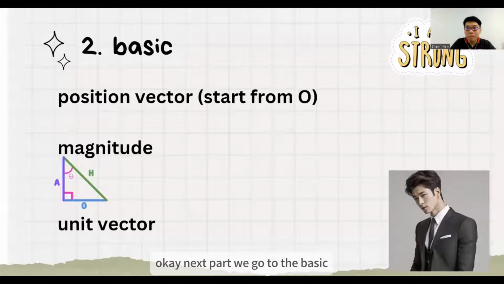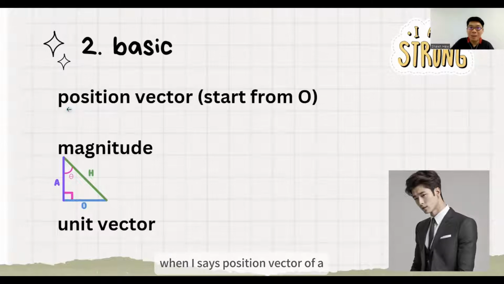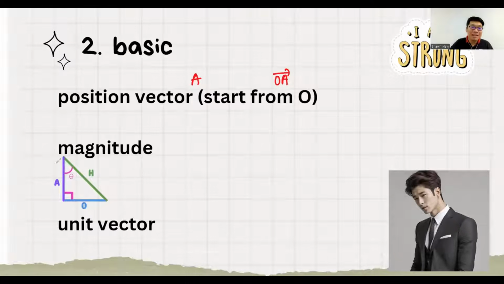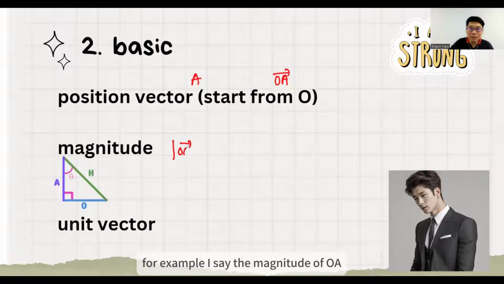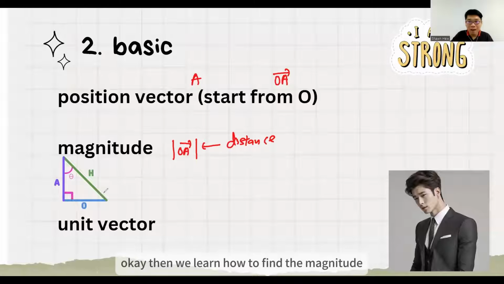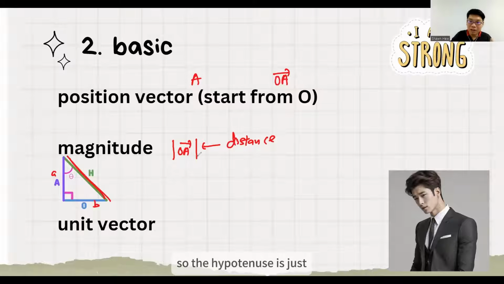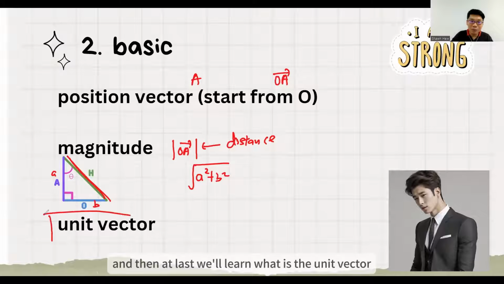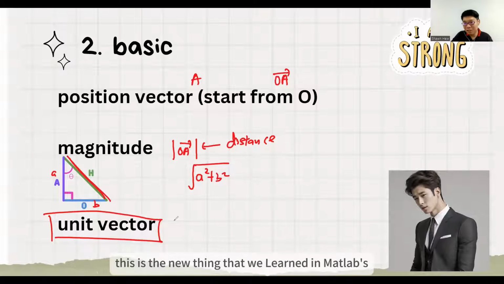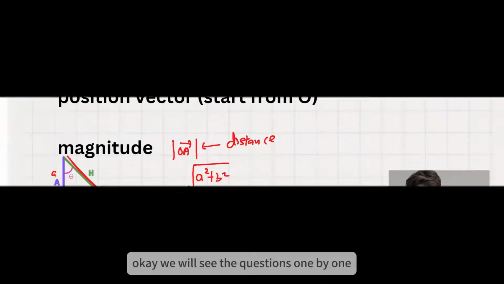Next part, we go to the basics, including the things that we already learned in maths, which is position vector. When I say position vector of A, it means OA. Second is about magnitude. For example, the magnitude of OA. It's about the distance. Then we learn how to find the magnitude. Let's say this length is A, this length is B. So the hypotenuse is the square root of A squared plus B squared. And then lastly, we learn what the unit vector is. This is the new thing that we learn in maths, vector divided by magnitude. We will see the questions one by one.